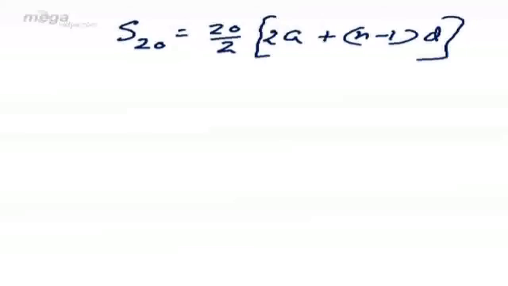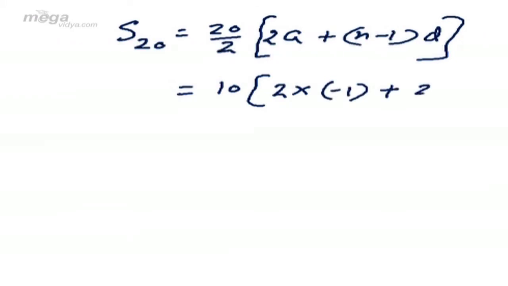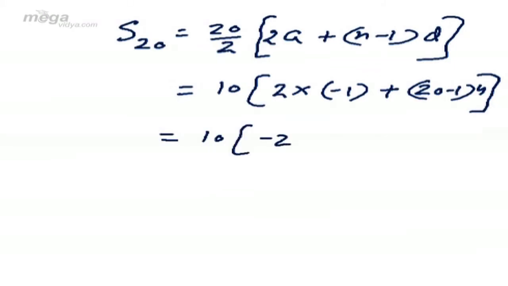But n is given as 20, therefore 20 by 2, that is 10, A is minus 1, and D is equal to 4, plus 20 minus 1 into 4. Then we get 10 into minus 2 plus 19 into 4, which is 76.